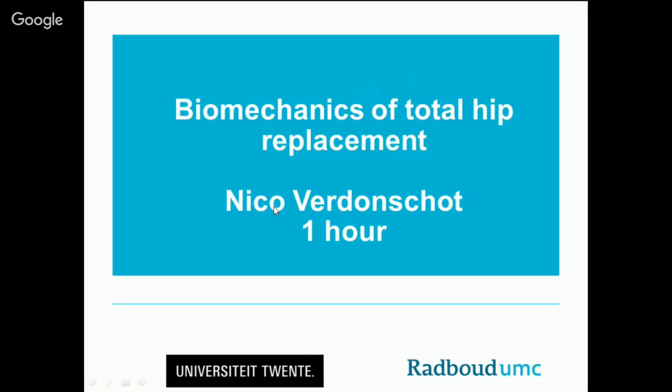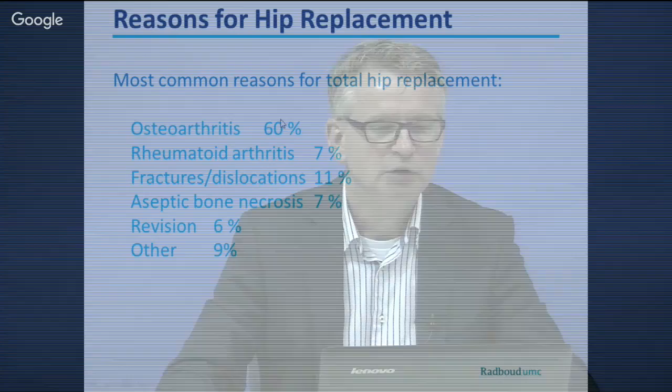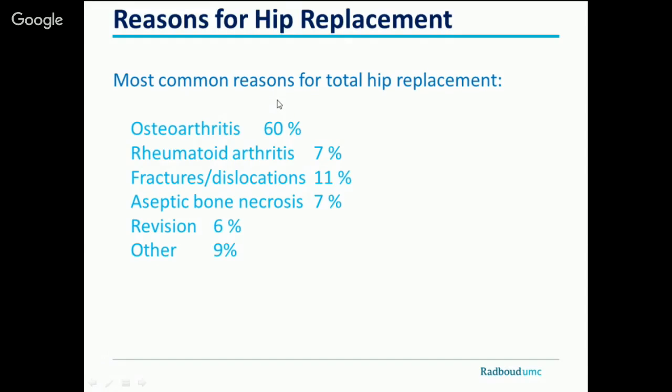So we have been talking a lot about total knee replacement, and now we move up to the hip. We're going to talk about biomechanics of total hip replacement, and we're going to talk specifically about what types of hip implants there are and what kind of biomechanical issues should be solved. So the most common reason for a total hip replacement is osteoarthritis. It's very similar to the knee. But in addition, we treat patients with fractures also with a total hip replacement.